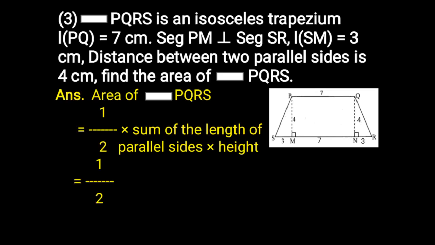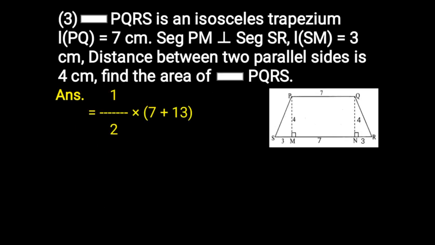That is equal to half into length of in bracket PQ plus SR into length of QN. Length of in bracket PQ plus SR are the sum of the length of parallel sides of a trapezium. Length of QN is the height of a trapezium. Next step, you have to substitute the value of length of PQ, length of SR and length of QN. That is equal to half into in bracket 7 plus 13 into 4.